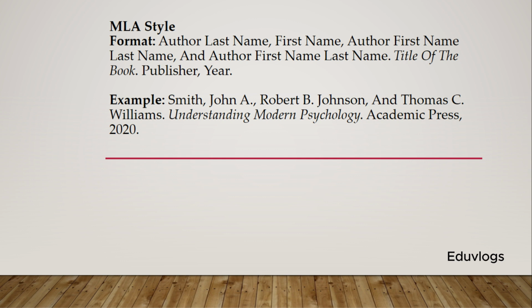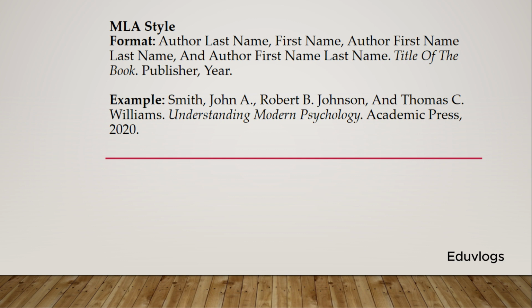Now, like I explained earlier, if you have up to 5, 6, 7 authors writing a book, you may want to choose the name of the first author and then add et al, which covers for all other authors. So you may say Smith, John A., et al. Understanding Modern Psychology, Academic Press 2020. Now, this is just an example for you to see how to reference more than two authored book. In your own case, you would put the name of the book that you are using for your academic work. This is just an example.